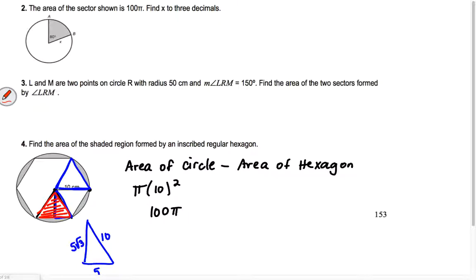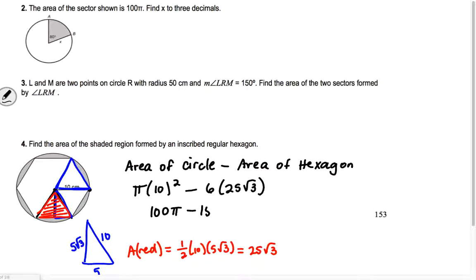So the red triangle ends up being 1/2 base, which was 10, and then height, which is 5√3. So it's 25√3. That means the area of the whole hexagon is 6 of those 25√3s. I think you guys had this exact problem earlier. So our answer then is 100 pi minus 150√3.